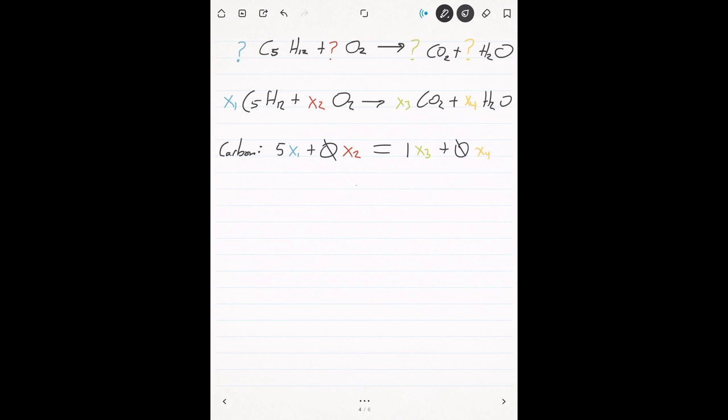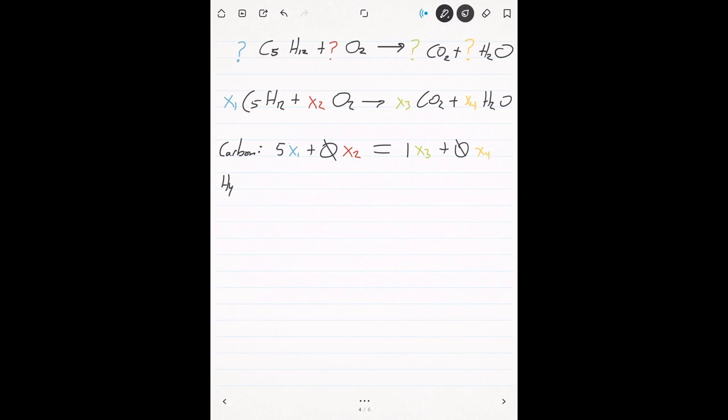Now, there's a lot of possibilities for that. X1 could be a 1, so you could have 5 times 1 equals, and X3 could be 5. That would get you the same number. What if X1 is 2, and X3 is a 10? They get the same number again. So there's a lot of possibilities for X1 and X3. X2 and X4 really don't matter for us right now as far as carbon goes. However, they will matter when hydrogen and oxygen come into the situation as well.